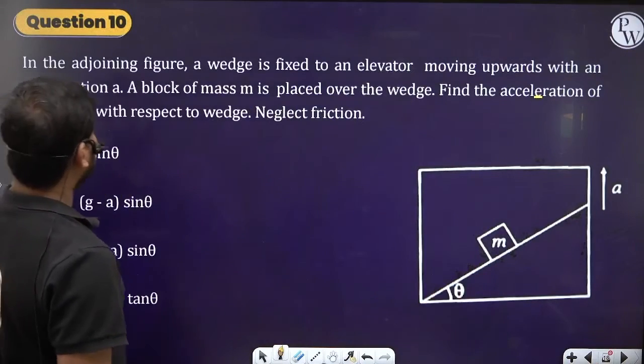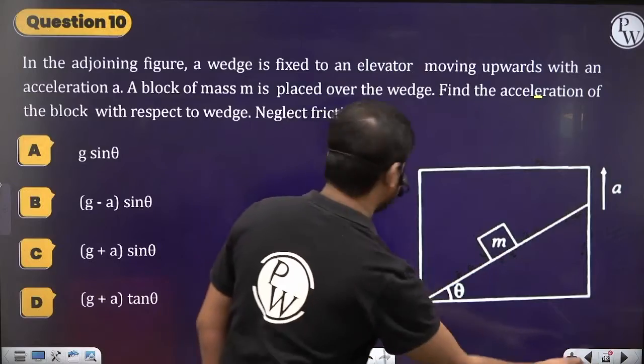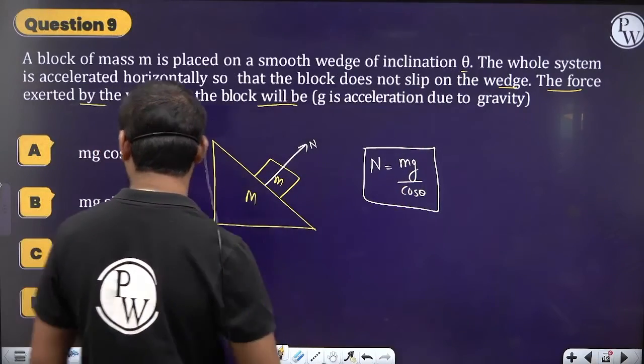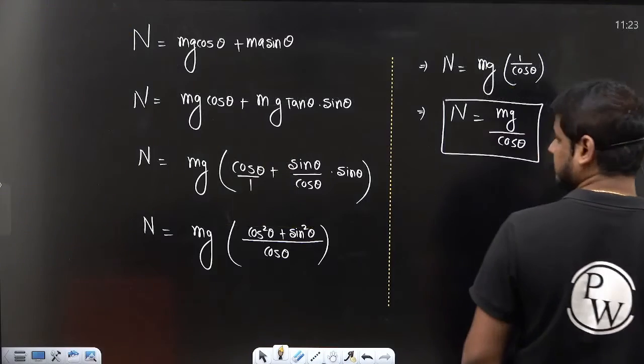So in the adjoining figure, did you keep the answer? mg by cos theta, option D. The normal reaction they asked here.